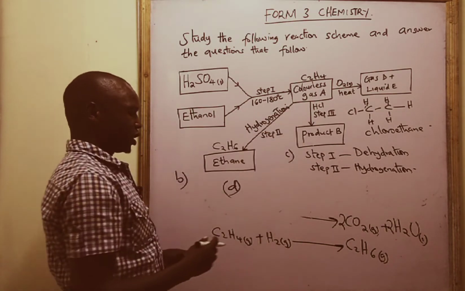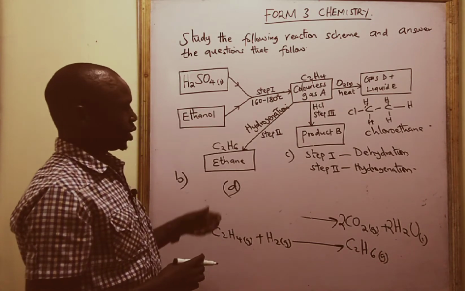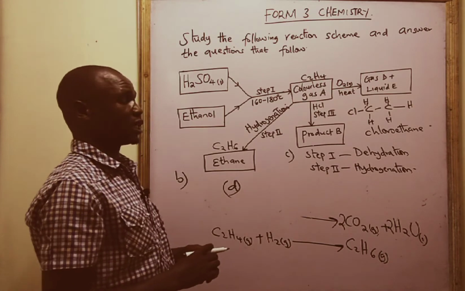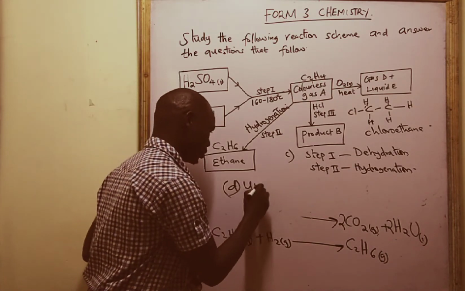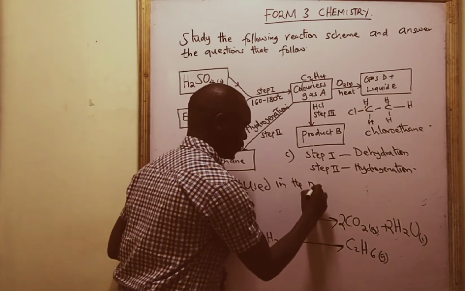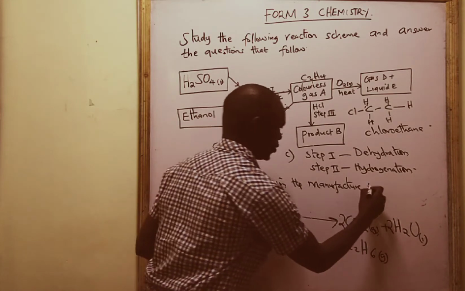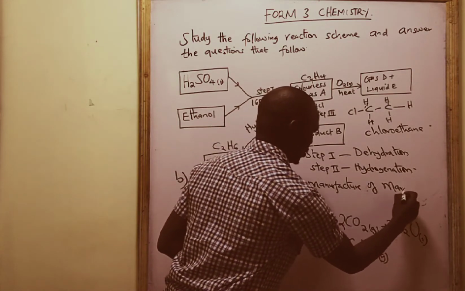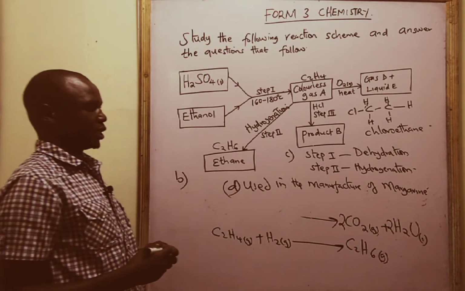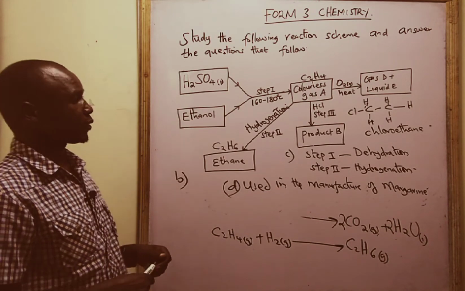Step 2 is hydrogenation, and hydrogenation is used in the manufacture of margarine or simply hardening of oils to fats. So we can say used in the manufacture of margarine. That brings us to the end of this particular flowchart.